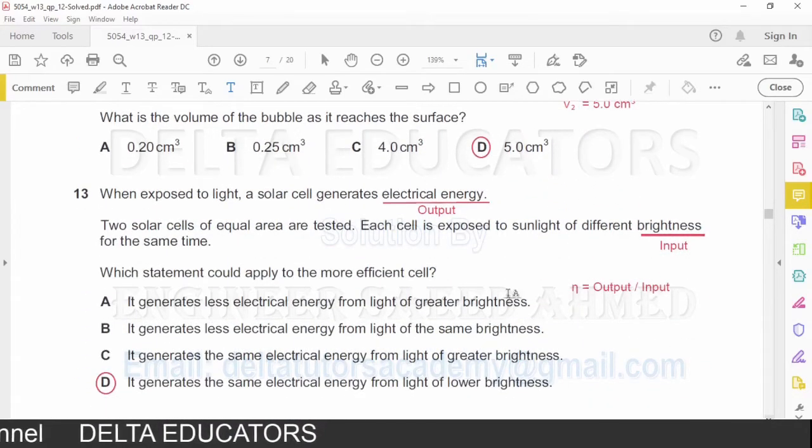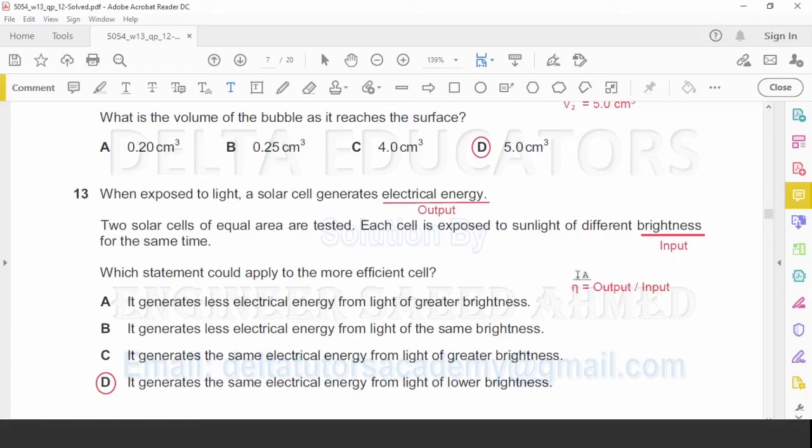Question number 13. When exposed to light, a solar cell generates electrical energy. Two solar cells of equal area are tested. Each cell is exposed to sunlight of different brightness for the same time. Which statement could apply to the more efficient cell? More efficient cell means here we have to find out the efficiency.